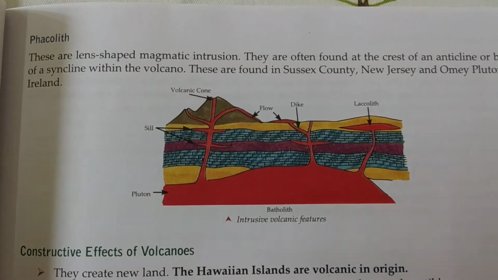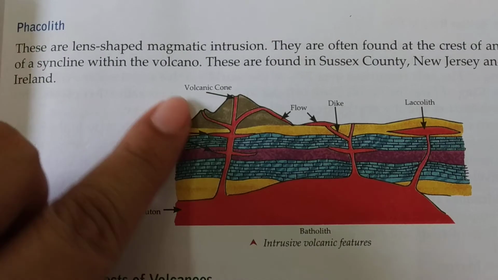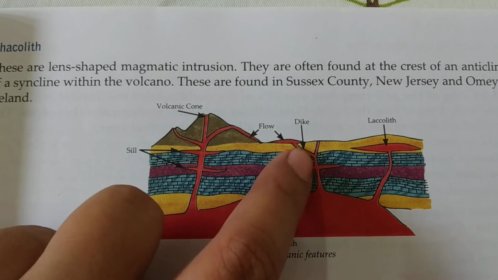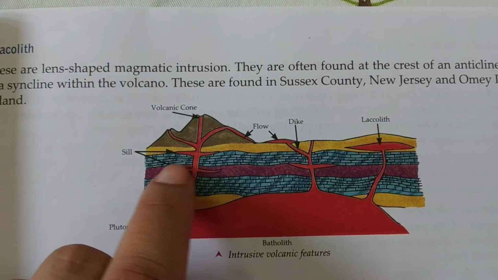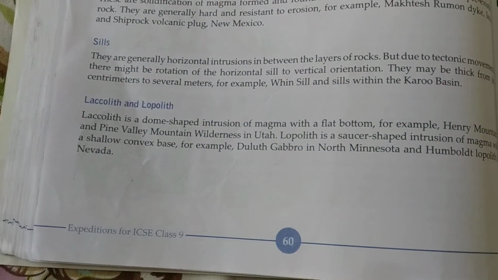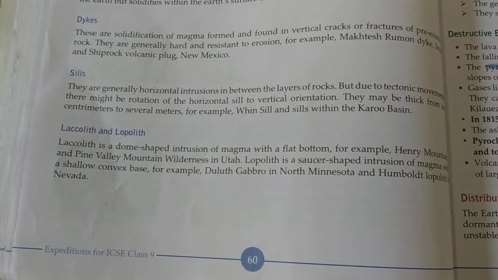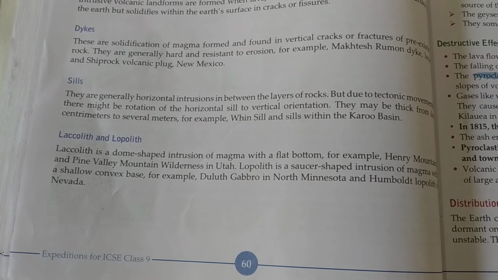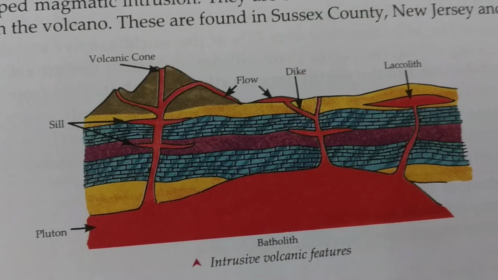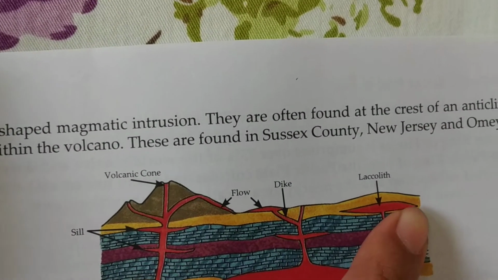Now again from this picture on page 61 of your book on top, I want to show you how sills are formed. You see, these are horizontal things, not vertical. Dikes are vertical and sills are horizontally formed. Next you have laccolith or lopolith. Laccolith is a dome-shaped intrusion of magma with a flat bottom. It is dome-shaped. You see the picture? See, this is dome-shaped.